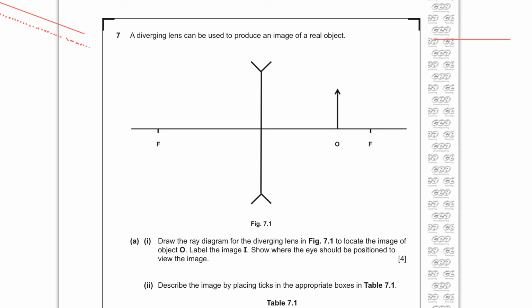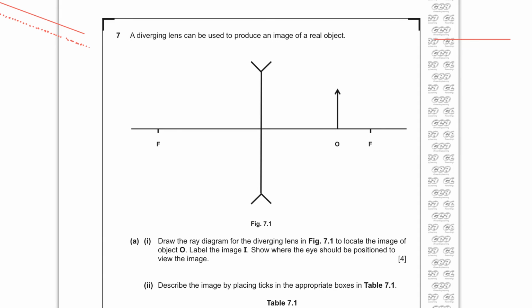Question 7. A diverging lens can be used to produce an image of a real object. Draw a ray diagram for the diverging lens in figure 7.1 to locate the image of the object O. Label the image I. Show where the eye should be positioned to view the image.